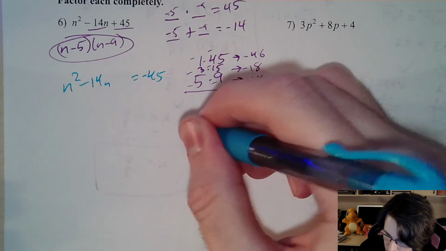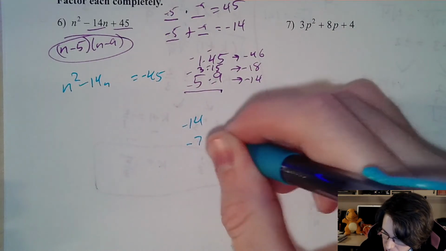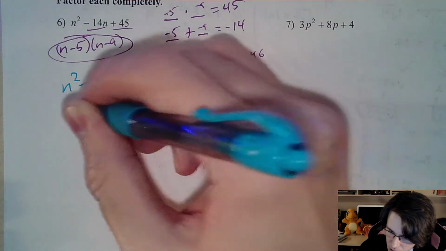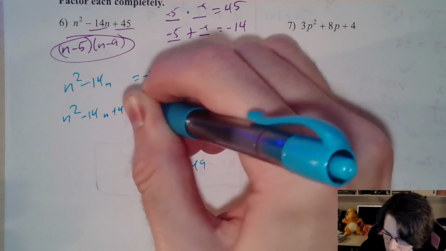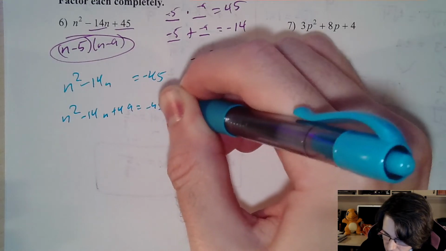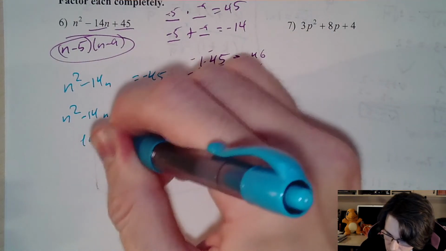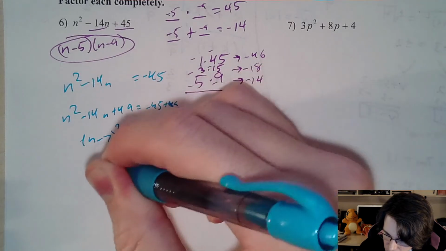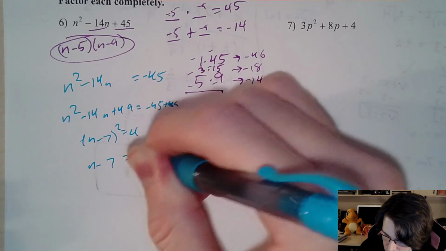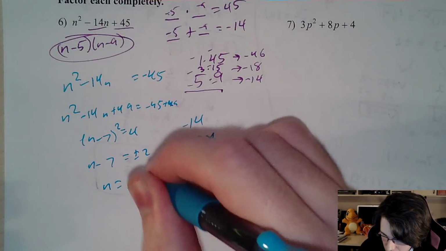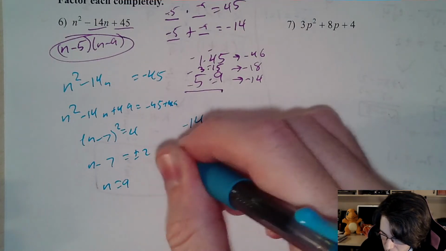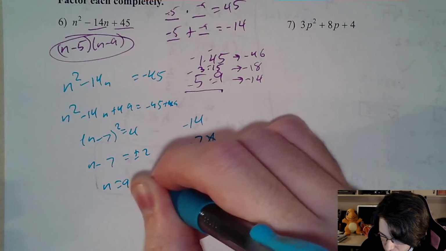And then you're going to do your regular completing the square: negative 14, divide by 2, square it, 49. So n squared minus 14n plus 49 equals negative 45 plus 49. And n minus 7 squared equals 4. Square root both sides. I'm doing this fast because it's bonus. Plus or minus 2, and therefore n is equal to 2 plus 7, which is 9, and negative 2 plus 7, which is 5.